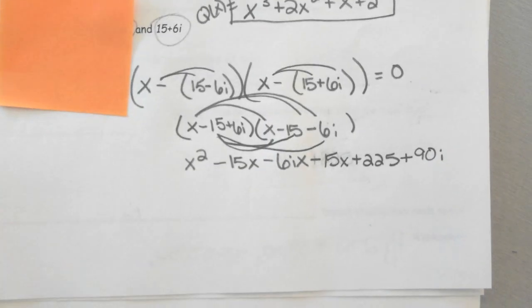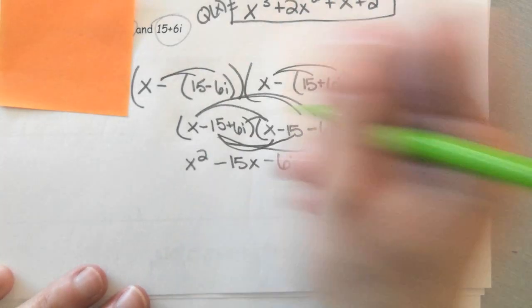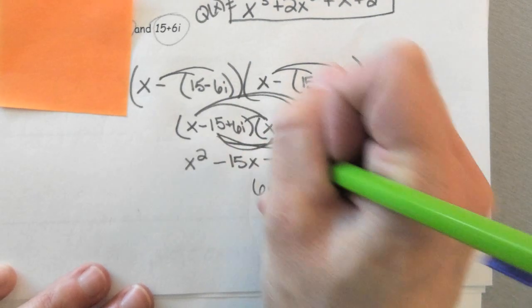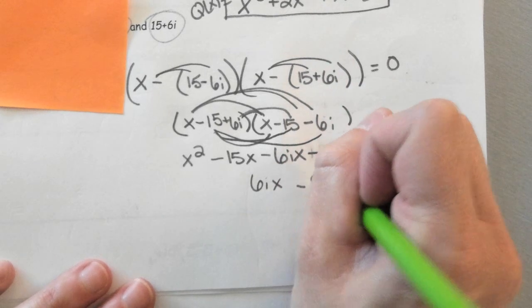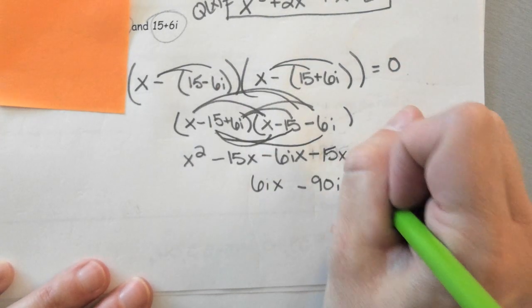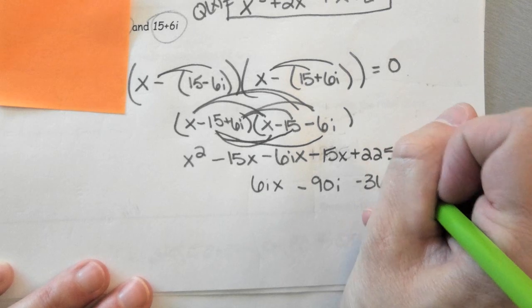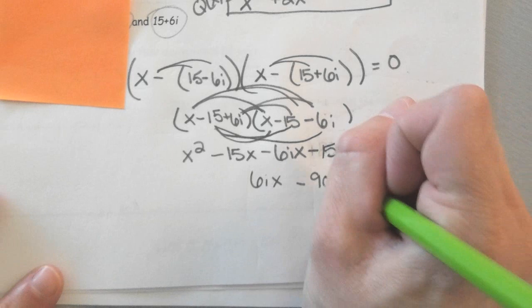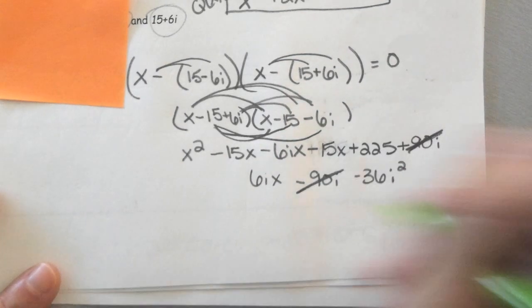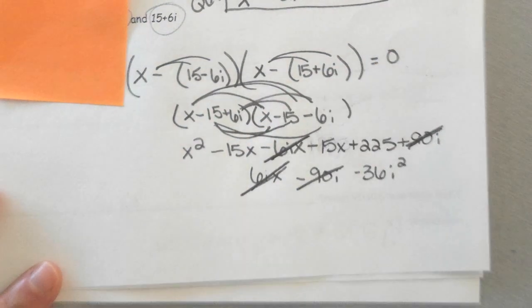How are we doing so far? Okay, let's distribute the 6i next. This gives me 6ix. This gives me negative 90i. This gives me negative 36i squared. Okay, what can cancel? Yep, the 90s. What else? Yep, the 6ix's also go away.